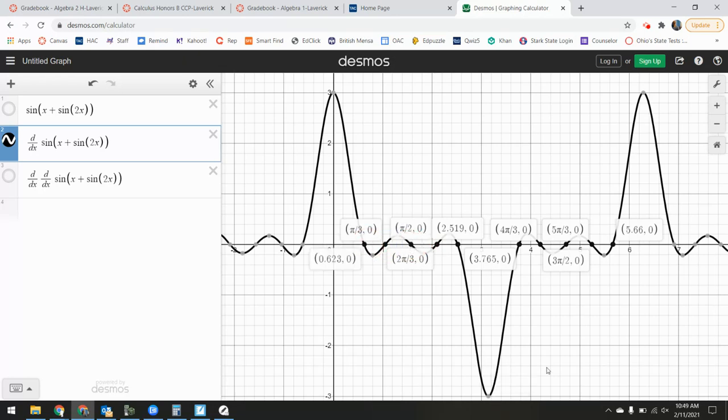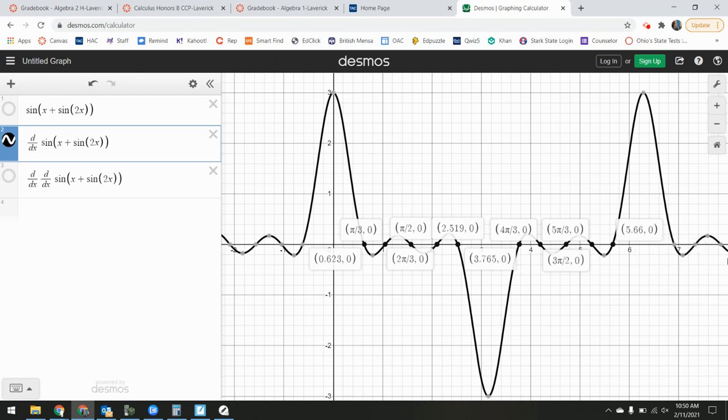That's still a lot, isn't it? How does that match up with your original function? Didn't we say there were 10 extreme values? How many x-intercepts did we have between 0 and 2 pi? 1, 2, 3, 4, 5, 6, 7, 8, 9, 10. Hey, look at that. Those match up exactly.